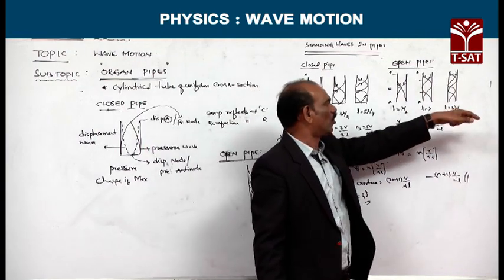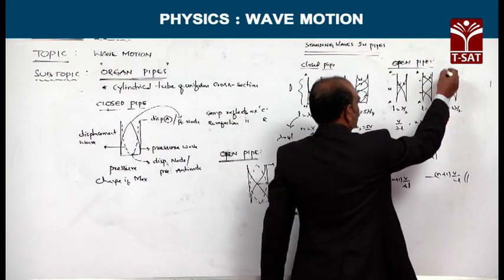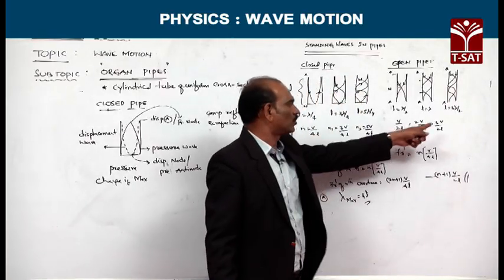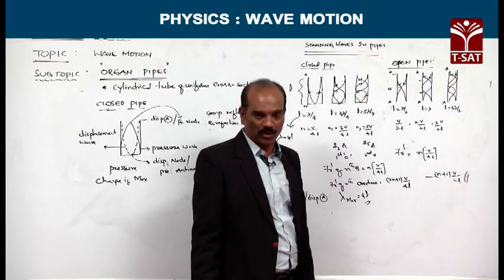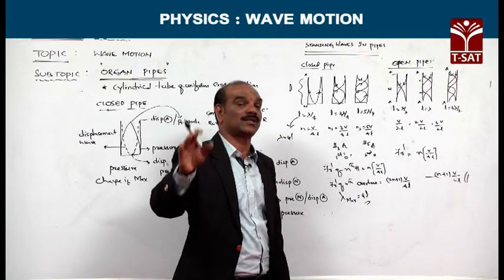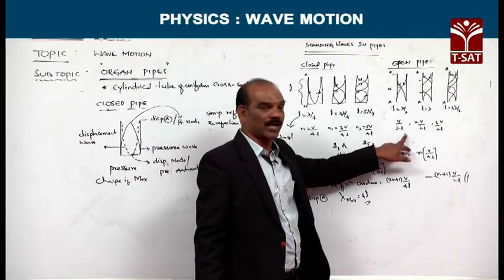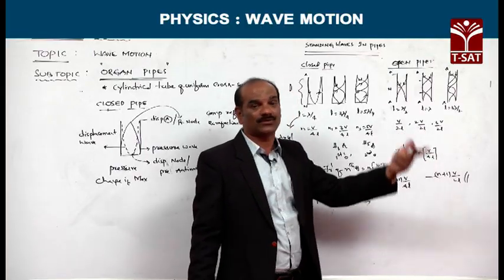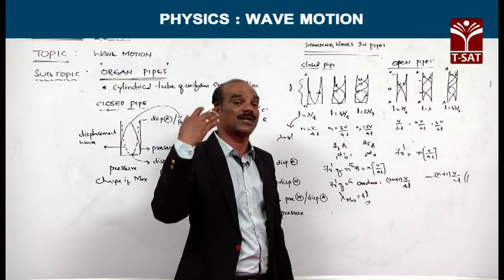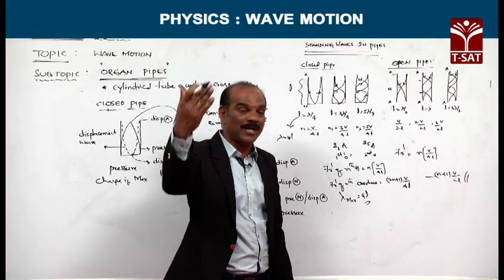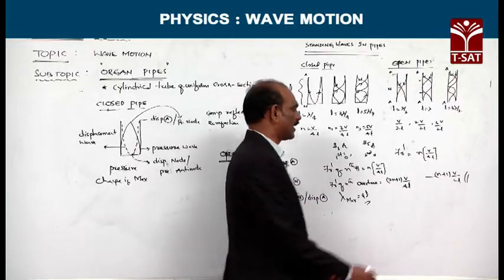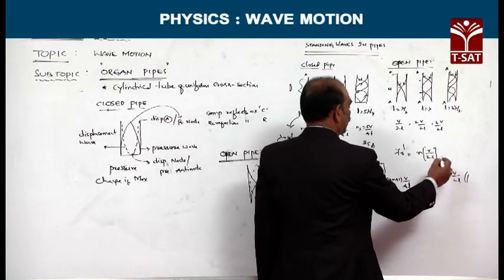In the next higher mode, this is an antinode position, this also an antinode, L is equivalent to 3 lambda by 2. So the frequency is 3V by 2L. Therefore, the fundamental frequency in the open pipe is V by 2L. This is called the frequency of the second harmonic. This is called the frequency of the third harmonic. Similarly, the frequency of the nth harmonic in the open pipe is equal to n times V by 2L.